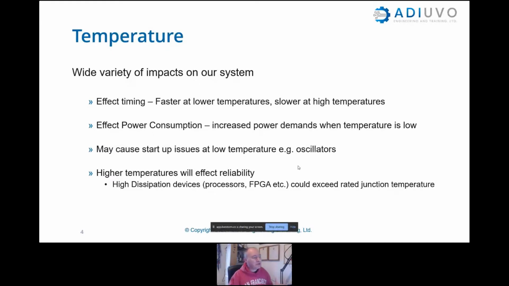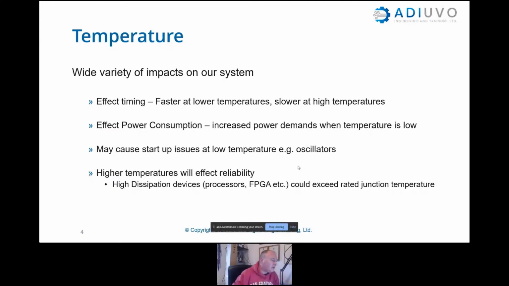While at higher temperature things get slower and at lower temperature things get faster, at lower temperature we also begin to see impacts from currents increasing, and the power required by our FPGA or by our devices takes more power. We also have to consider startup effects. It might be that at low temperatures we face issues in getting our system to come up and begin to operate properly. So we need to make sure that our oscillators and such like, our core system fundamentals, are at least going to power up and begin to work.